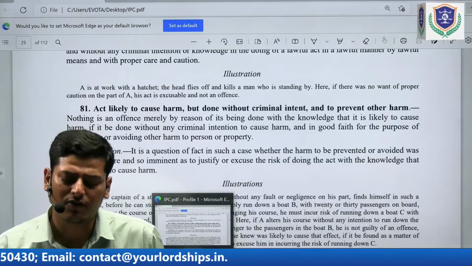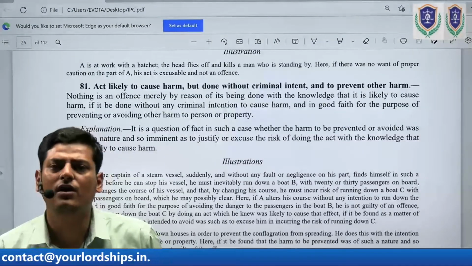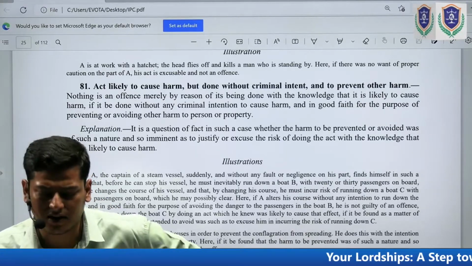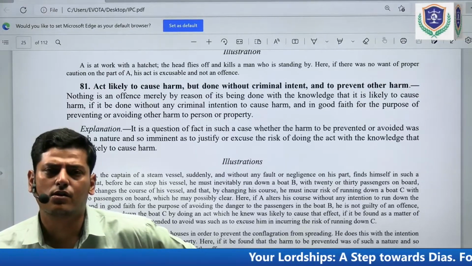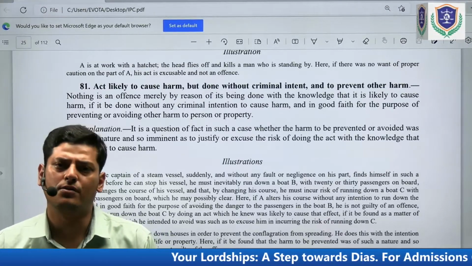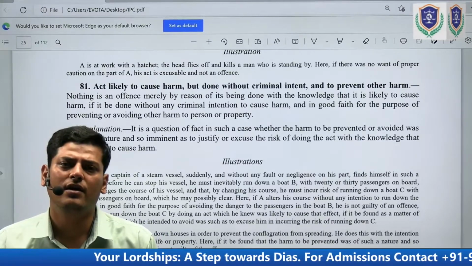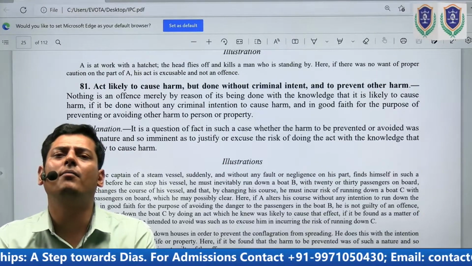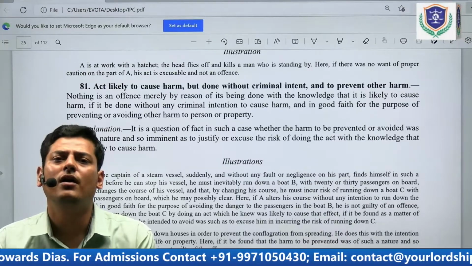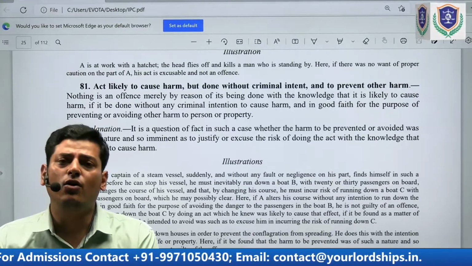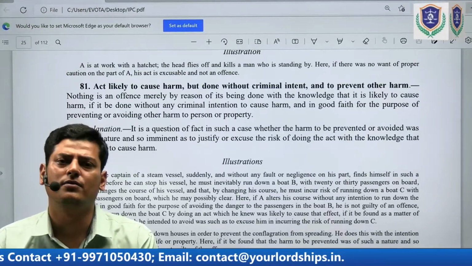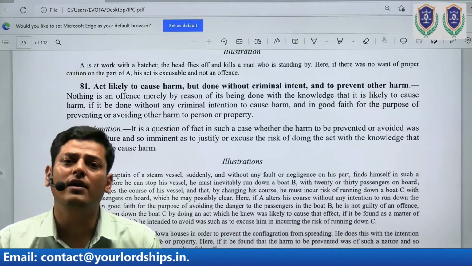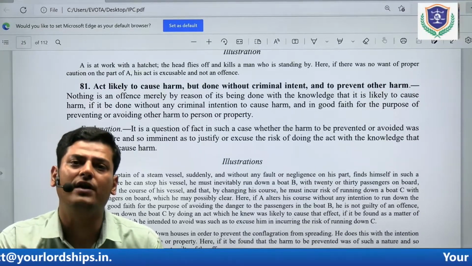It says that an act which is likely to cause harm but done without criminal intent in order to prevent other harm is not an offense. So it will not be treated as an offense. That is why we say that it's a defense of necessity. Meaning thereby, in order to avoid some other harm, you had committed, with the knowledge, some harm, but without criminal intention. And the first and foremost thing is that it has been done in good faith.